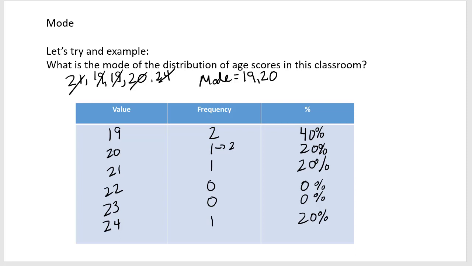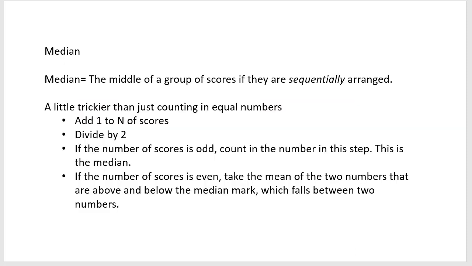So that's the mode. Let's go down to the median. The median is the middle of a group of scores if they are sequentially arranged. This is important. The median requires that the data be sequentially arranged. And it's not just about counting the same amount of numbers from each side, although you can do it that way. There is a formula to it. I'm not going to bother with doing that right now. We'll talk about that in class when we do examples of it.